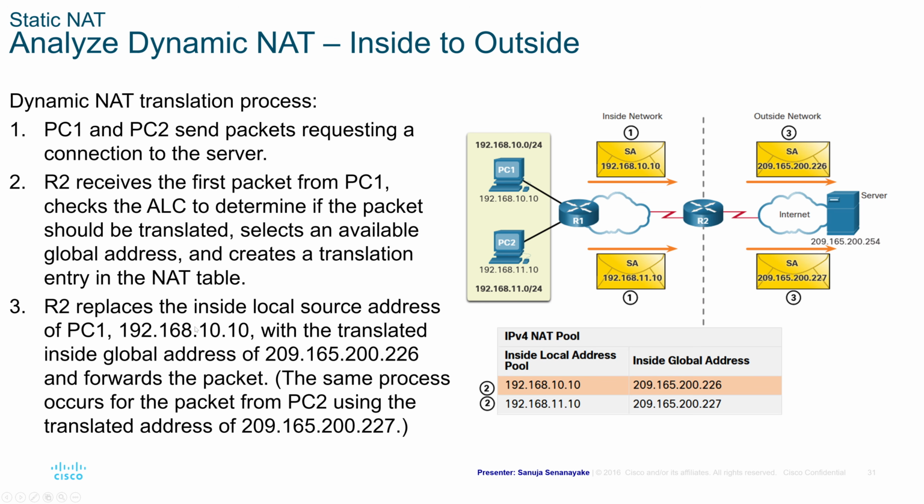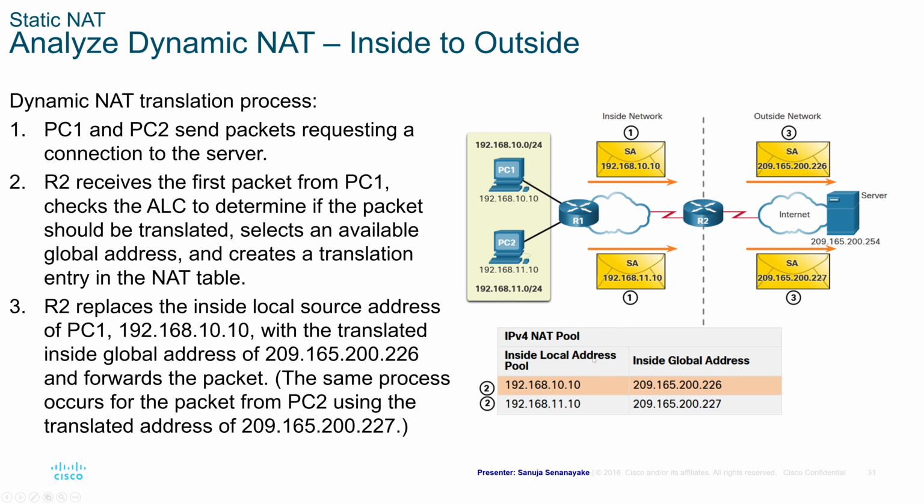Then R2 replaces the inside local source address of PC1, which is 192.168.10.10, with the translated global IP address of 209.165.200.226 and forwards that packet. So before forwarding that packet, what happens after the NAT table entry has been created is to convert the inside IP address of that PC to the inside global IP address assigned by the NAT process. The same process occurs for the packet from PC2 using the translated address of 209.165.200.227, which is shown on the right hand side.